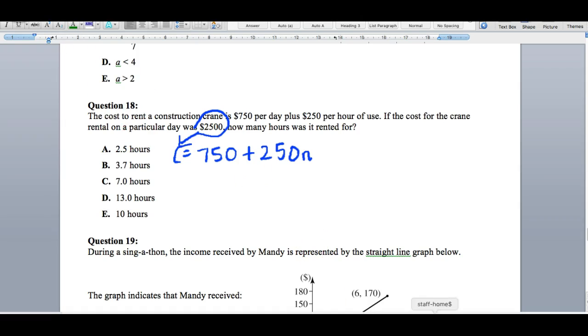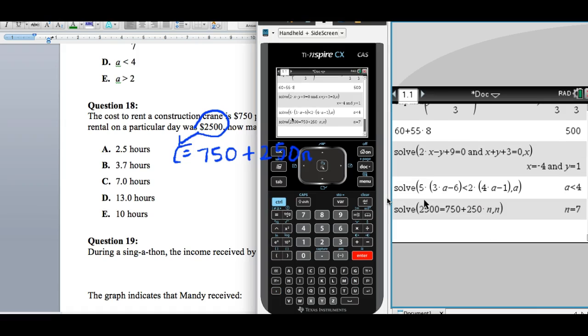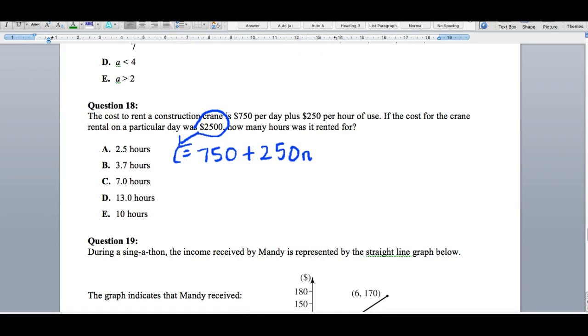So on your calculator, let's get it back up. We just go solve. C is no longer C, it's 2,500 is equal to 750 plus 250N, and we're solving for N. N equals 7, so the answer is C. Okay, let's keep going.